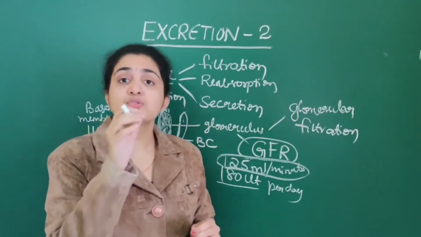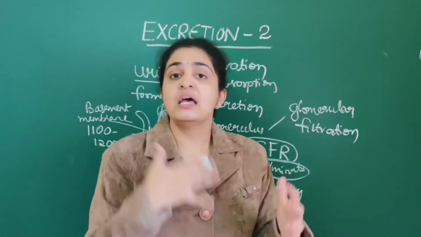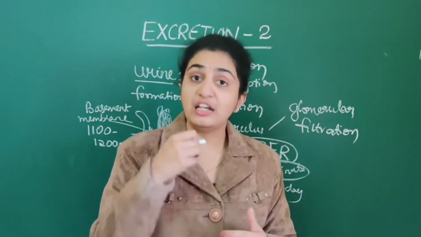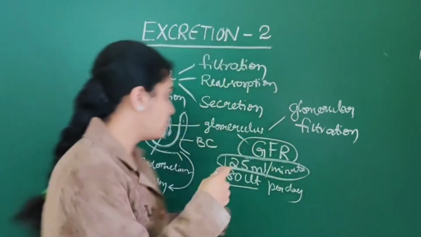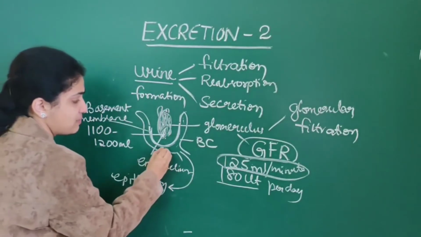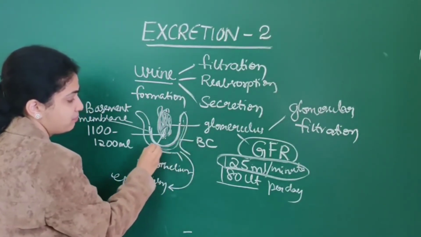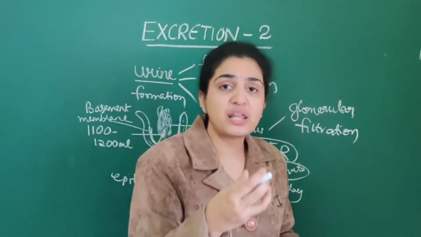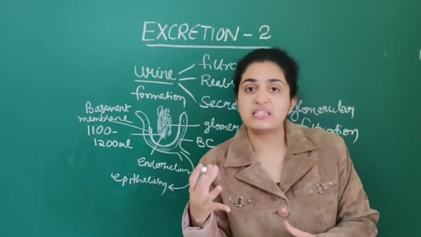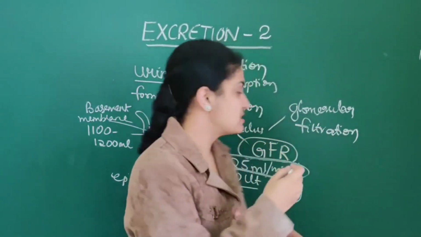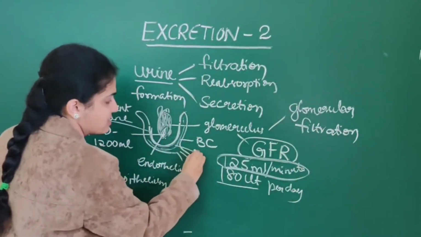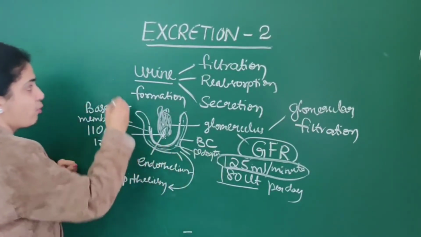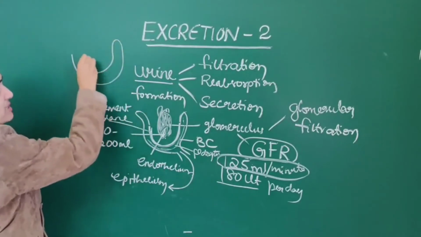But for very small minute particles, there is also another filtration process that is called ultrafiltration. This ultrafiltration usually takes place in the Bowman's capsule. How does this ultrafiltration take place? There should be some specialized cells present in the Bowman's capsule. The specialized cells which are present are called podocytes. Podocytes.